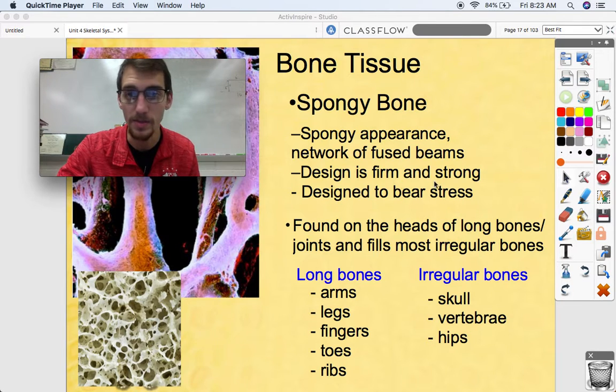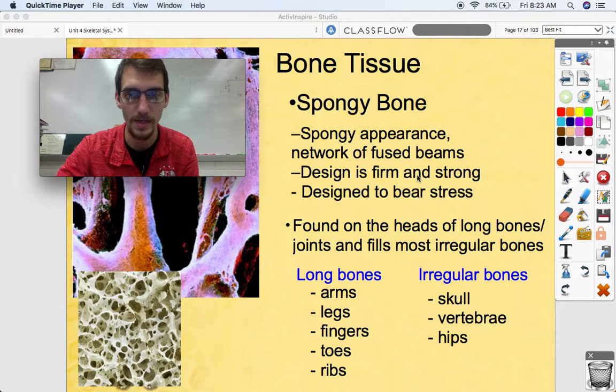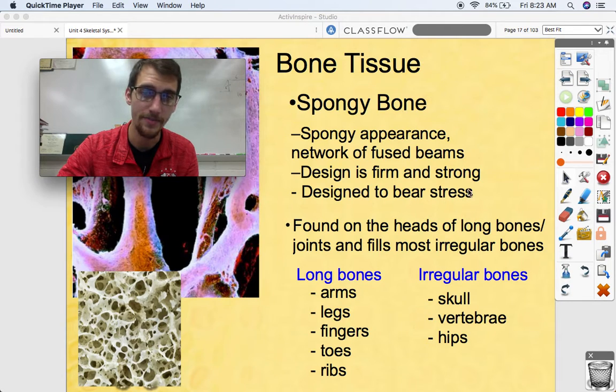It's designed to be firm and strong, and it's designed to be compressed a little bit. It's designed to bear stress. So it's found in the heads of long bones and joints and fills most of the irregular bones. And we're going to talk about what those are in our next video on our classifications of bones.